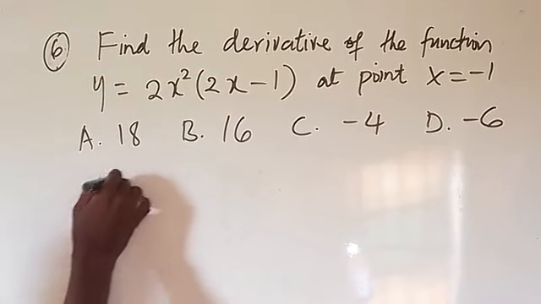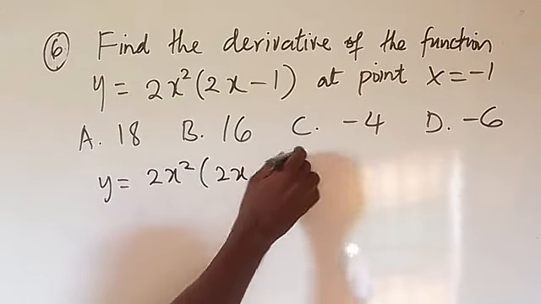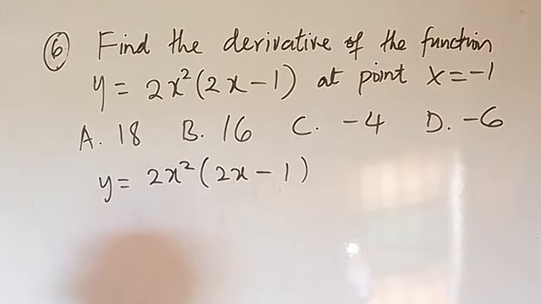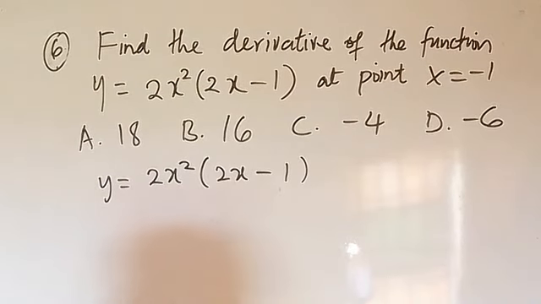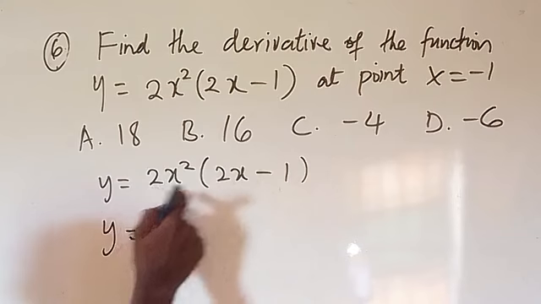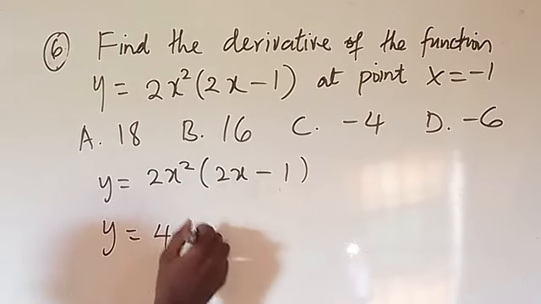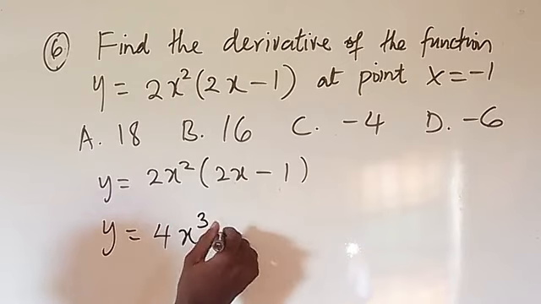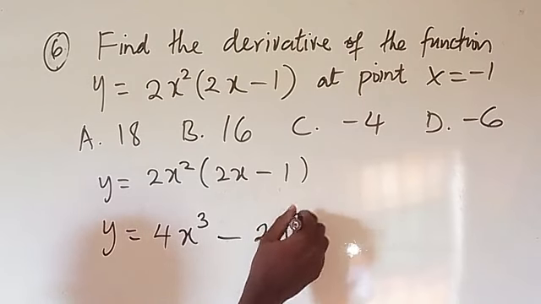We have y equals 2x squared into bracket 2x minus 1. What I'm going to do is use this to open the brackets, that is, multiply it out. We have y equals 2 times 2, which is 4, x squared times x, that will be x to the power of 3. Then minus 2x squared times 1, we're going to have 2x squared.